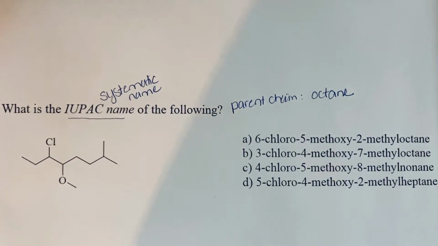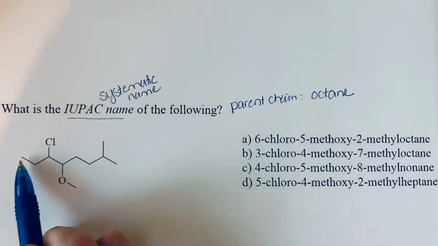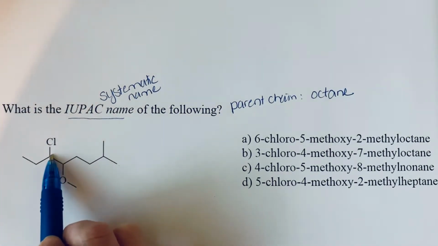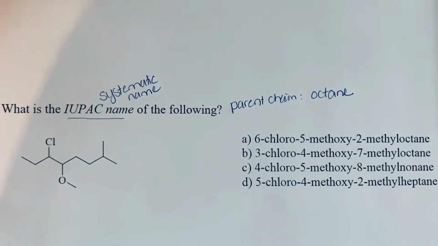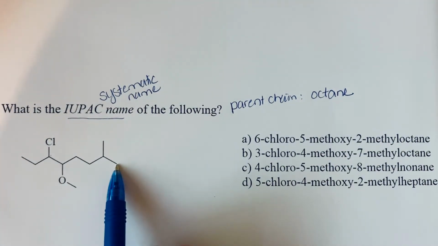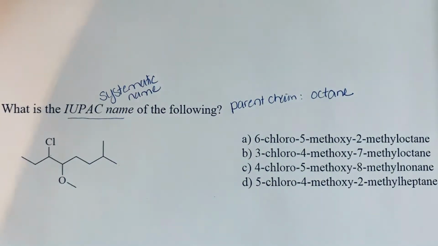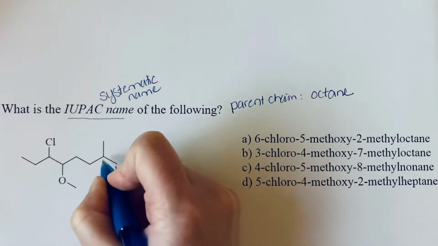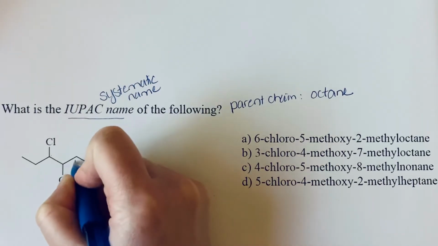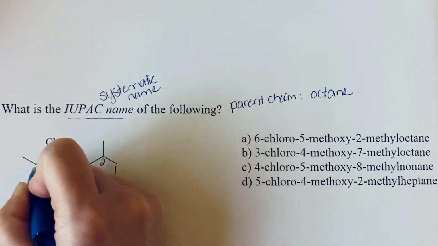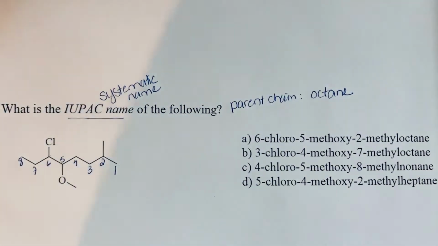And now we want to decide in which direction we number this chain. We want to number it to get the lowest set of numbers for our substituents. If I start counting from left to right, 1, 2, 3, I would hit the first substituent at carbon number 3. If I started in the opposite direction, 1, 2, I'm going to hit my first substituent at carbon number 2. And we want the lowest number, so we are going to go from this direction. 1, 2, 3, 4, 5, 6, 7, 8. So that's our octane. And now we want to look at what these substituents are.